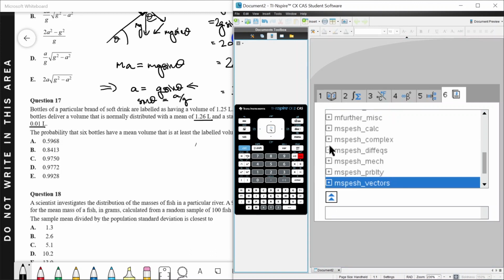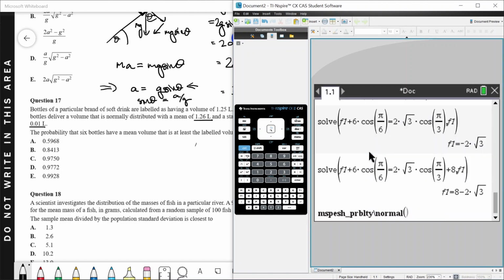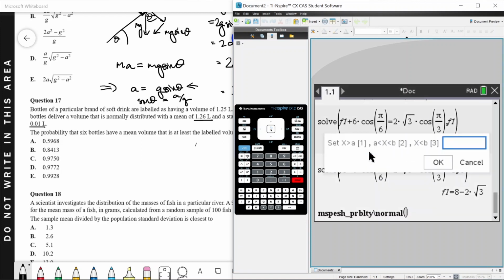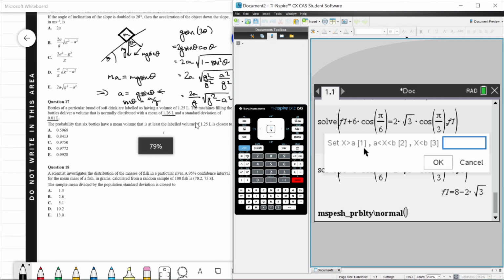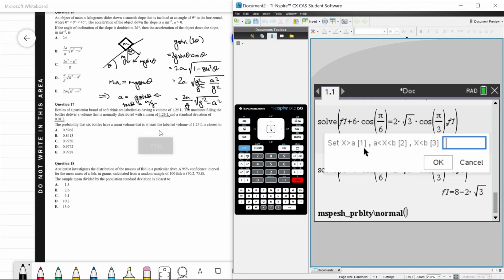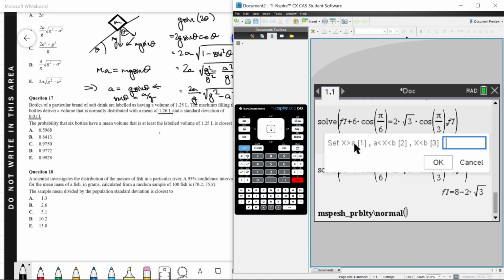So let's go to our library over here, probability. We'll go to normal. And what do we have over here? Well, we want to find the probability that 6 bottles have a mean volume that is at least the labeled volume. So this is x greater than something.